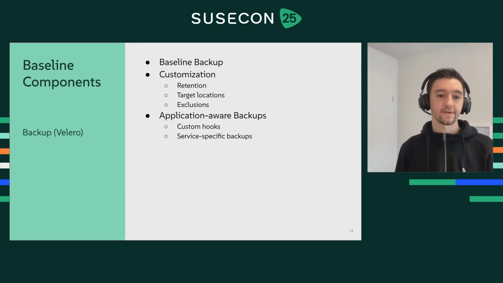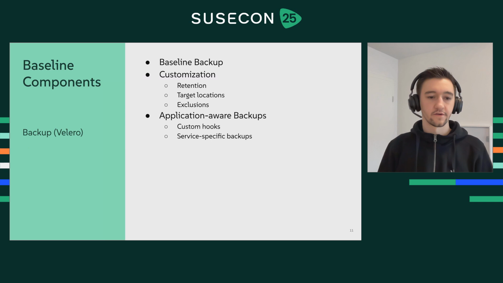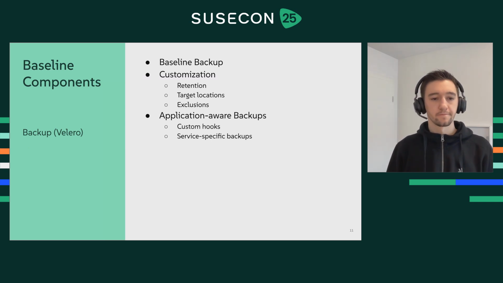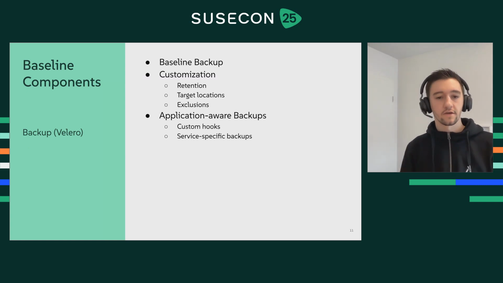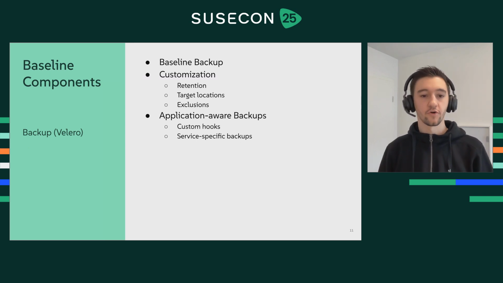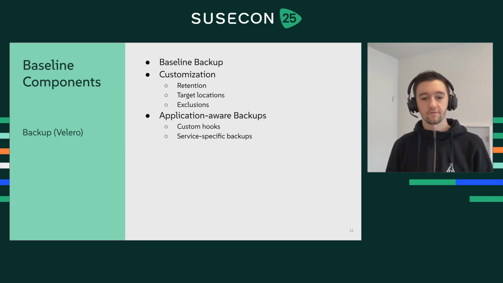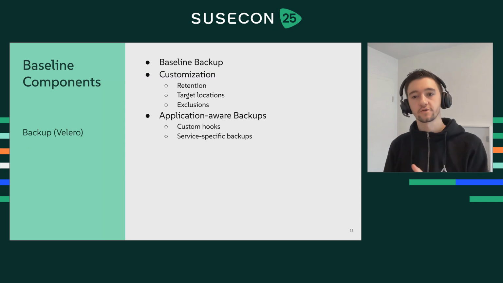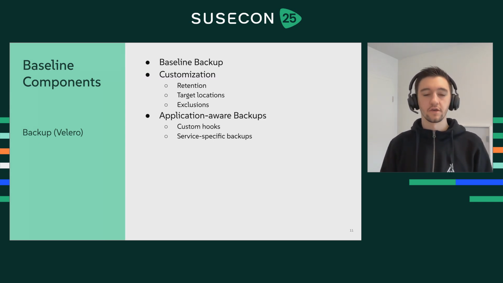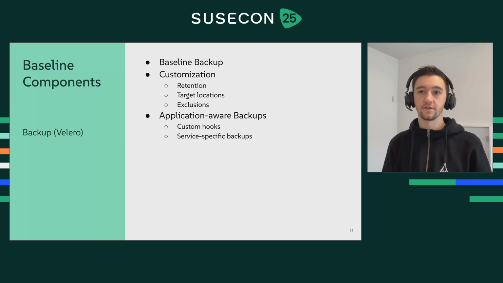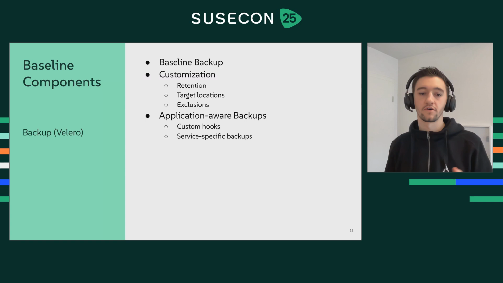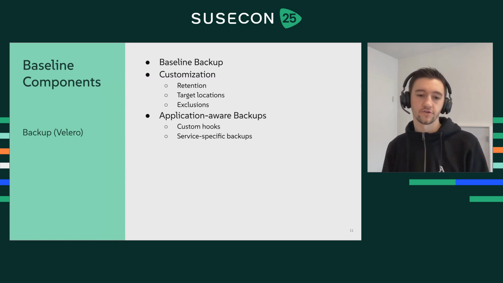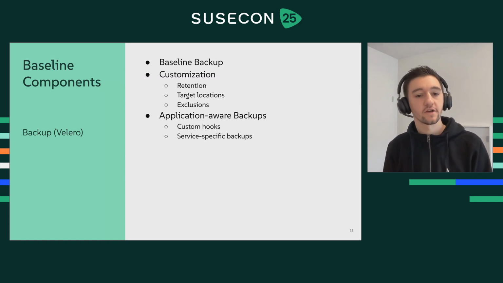And for the last example, I want to talk about the backup with Velero. It's a great tool for our baseline because it's as well a baseline backup, which means we roll it out and it's just running, it's just working. We have multiple customization options. So per cluster, we can define a retention, for example. You don't need a 1 year backup retention for a test cluster, for example, or you want to differentiate between your target locations for the backup.